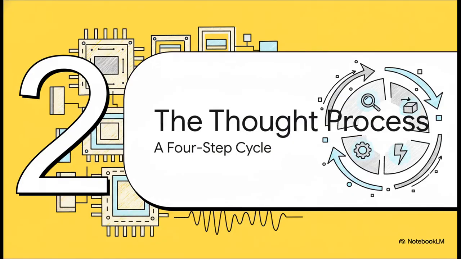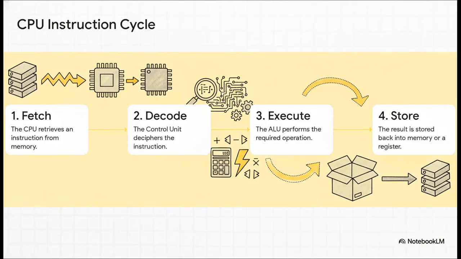Okay, so how do all these components actually work together? Well, they follow this relentless four-step dance. This cycle is the absolute core of how a CPU processes every single command you give it. It's called the fetch, decode, execute, store cycle, and it goes like this. First, the CPU fetches an instruction from memory. Then, the control unit decodes it, figuring out what on earth it's supposed to do. Next, the ALU executes the command. It does the actual math or logic. And finally, the result gets stored back into a register or memory. Fetch, decode, execute, store. It just does this over and over and over again.